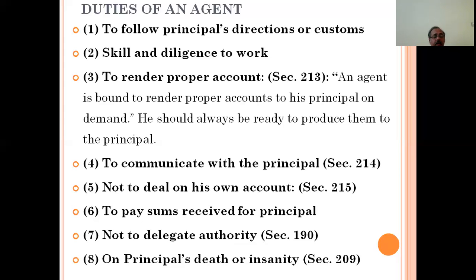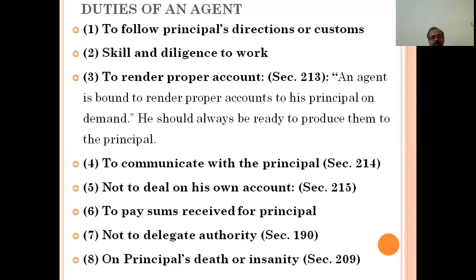The next one, to pay sums received for principal. So as much amount as the agent collected for the principal, it should be properly paid, or it should be deposited to the principal's account as per the instructions from the principal. Then as per section 90, not to delegate authority. An agent has no right to delegate again his authority to any other person.